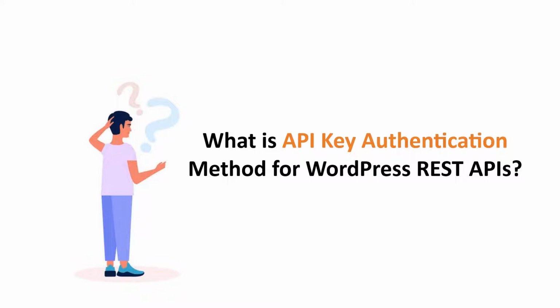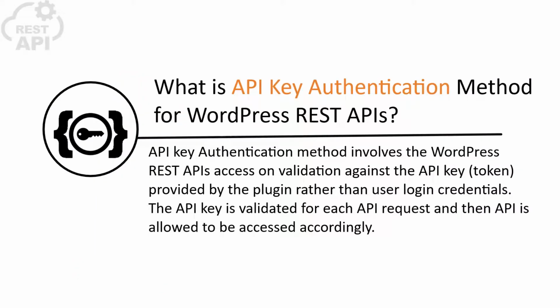So let's get started. The API Key Authentication method involves validating access to the WordPress REST API against the API key provided by the plugin rather than user login credentials. The API key is validated for each API request and then the API is allowed to be accessed accordingly.